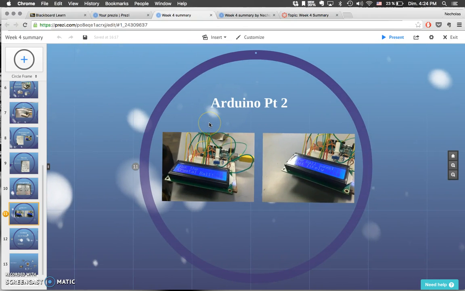And Arduino part 2. So on Thursday, thankfully, we got our Arduino to work properly. This is our LCD screen, and it says ask the crystal ball. And then when this bypass switch right here is unplugged and plugged back in, it gives you your fortune, per se.